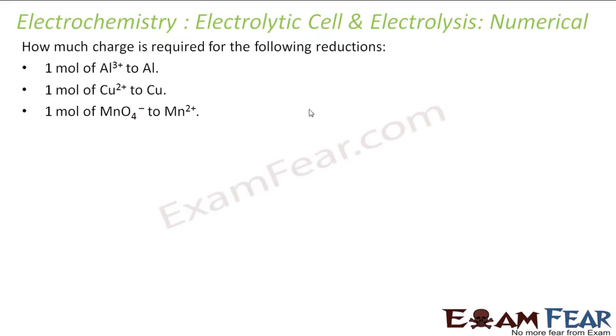The next question is how much charge is required to reduce the following: 1 mole of Al3+ to Al. See, for this 1 mole we have seen that, for example, Xn+ to X, nF charge is required for 1 mole. So in this case 3F charge will be required. And 3F is nothing but 3 into 96487 coulomb. You can solve it, you will get this value.